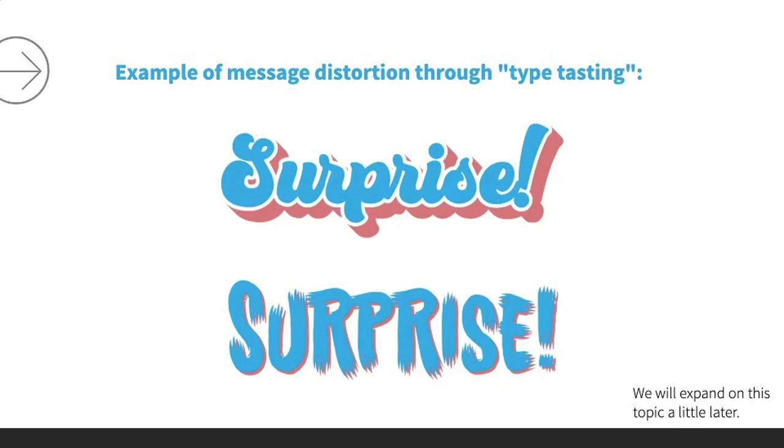These are two different ways the word surprise can be presented; the emotion behind it changes based on the visual presentation. This is very important to keep in mind because sometimes we get excited when we see a cool font and we want to use it, and we just need to make sure that it's delivering the right message. Now, these are obviously extreme examples, but it goes to prove that your message can be distorted based on the way something is visually presented. We're going to expand on this a little bit later as we move through this.